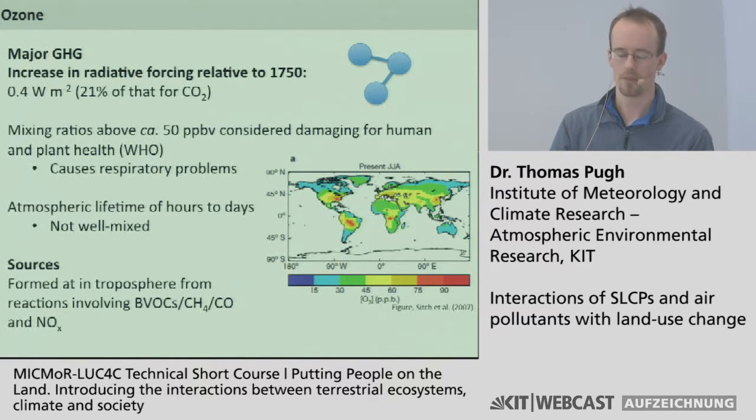And in terms of sources, ozone isn't emitted. Ozone is formed in the atmosphere from a variety of different compounds, but mostly it's a combination of organic compounds, so methane or biogenic volatile organics, any kind of volatile organic compound, and chemistry with nitrogen oxide emissions.